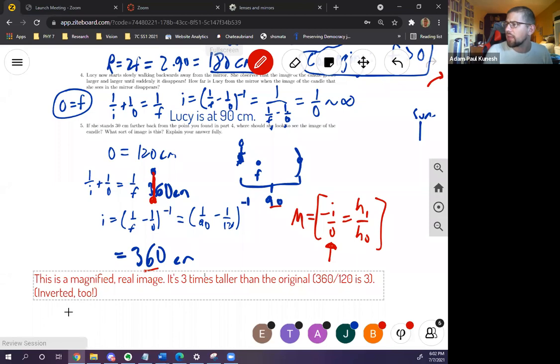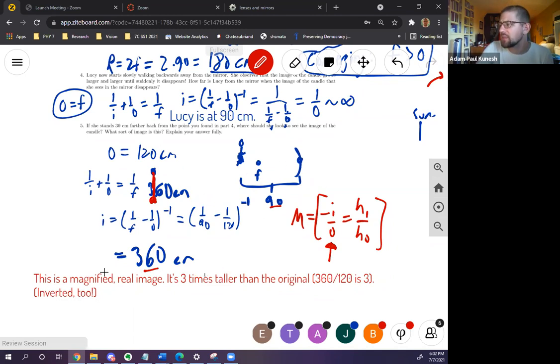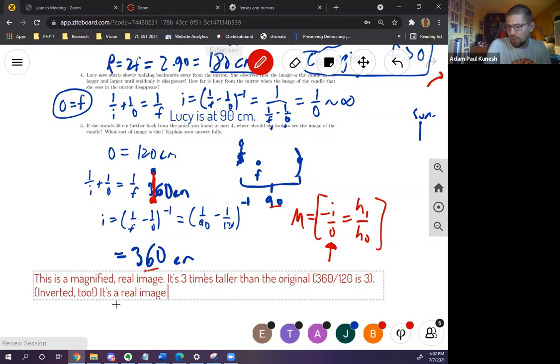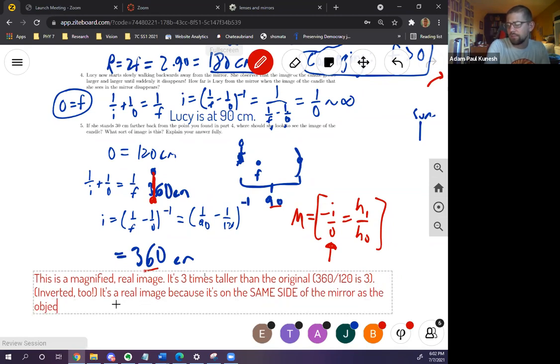Okay, I think that's basically all I have for this problem. Anything else I want to mention? Okay, it's a real image because it's on the same side. I'll write this down. It's a real image because it's on the same side of the mirror as the object. In other words, the image can be projected.